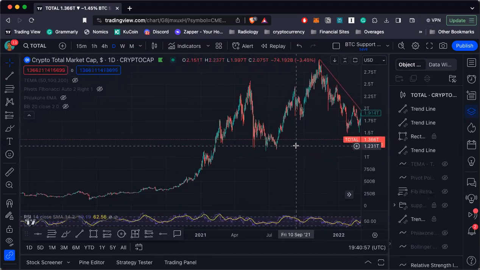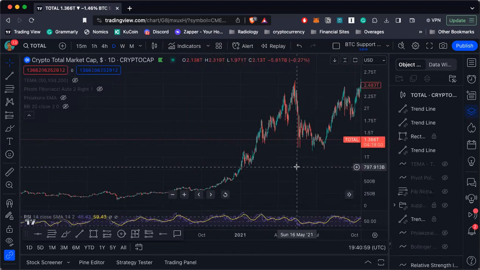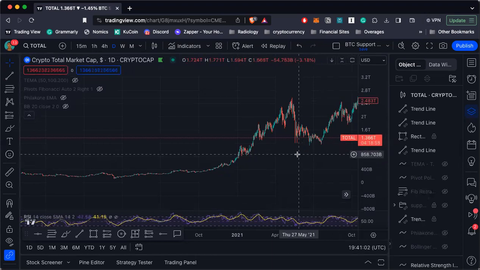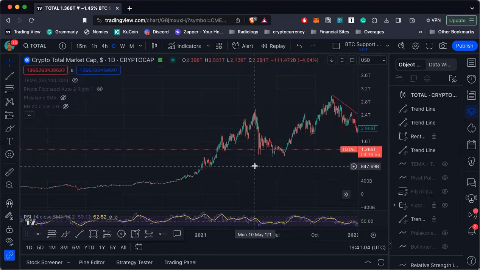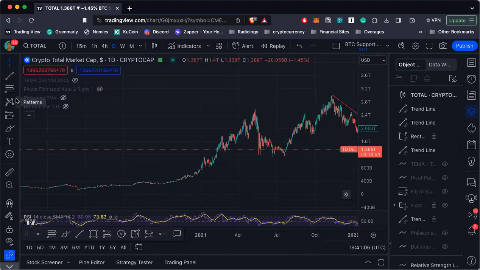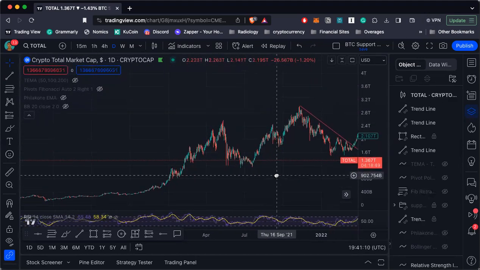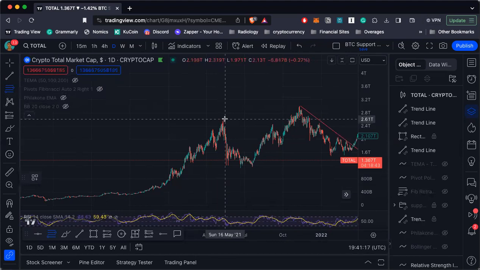Okay. So, what we typically do, how you can get an idea of where the total crypto market cap is going, is using Fibonacci retracements. Fibonacci retracements oftentimes will give you an indication of how high things will go based upon target levels.